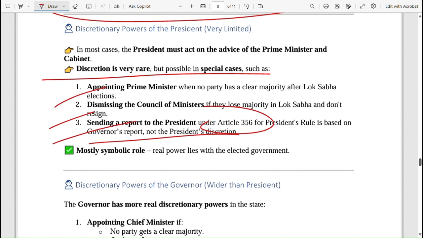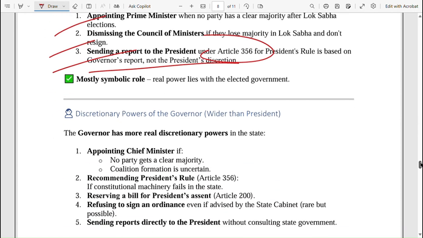So discretionary power is used during the appointment of the prime minister. If the president feels that no party has a clear majority, the president himself will declare who will be the prime minister. So that is a discretionary power. Here he need not take any advice. And also dismissing the council of ministers: if he feels the finance or the defense minister is not working according to the government's will, then he can dismiss them. So that is his discretionary power.